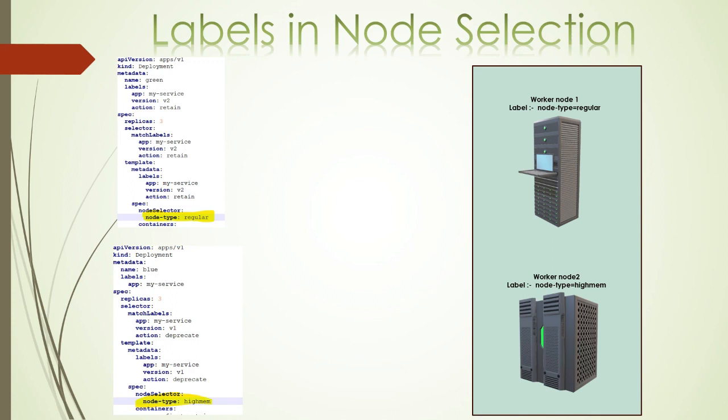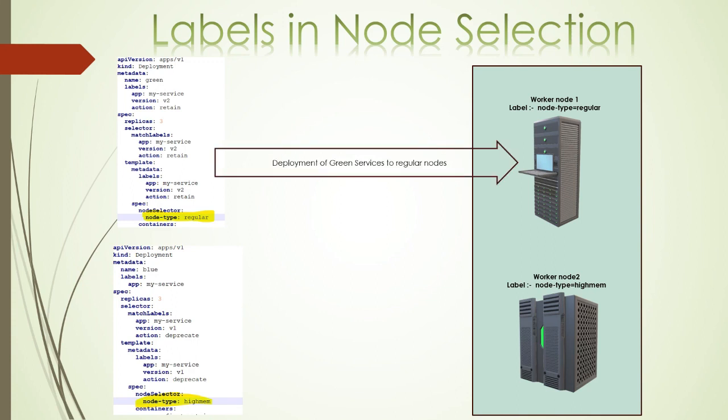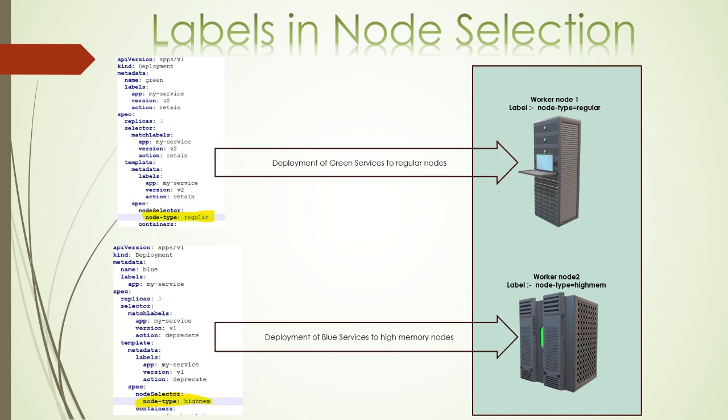If we are not mentioning this selector, any of these pods may get deployed into high mem machines, and whichever pod actually needs high mem machines may not be deployed into a high mem capacity machine. So to avoid that, we can label the nodes appropriately and use node selector in the deployment. You can see that the first one is deployed into worker node 1, and the second is deployed into worker node 2.